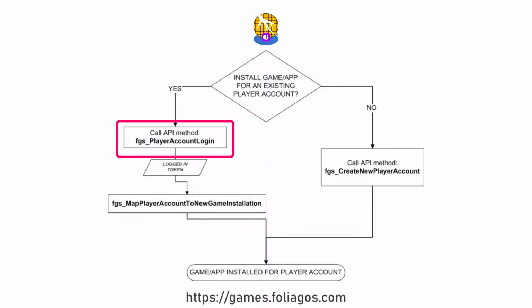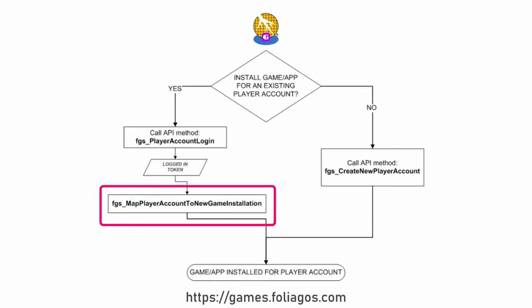The first step is to authenticate the player by calling the player login method. This generates a unique logged-in token. This token is then used in the second step to call the game installation mapping method.